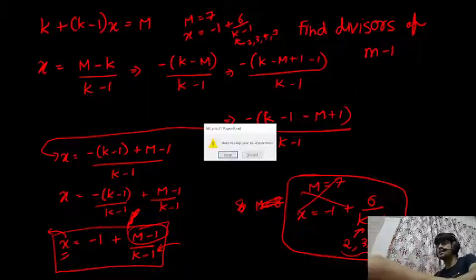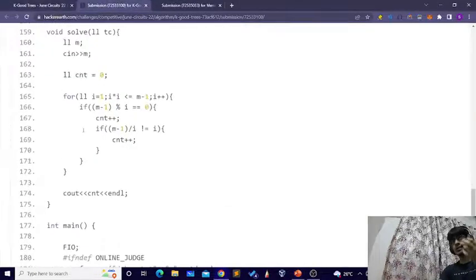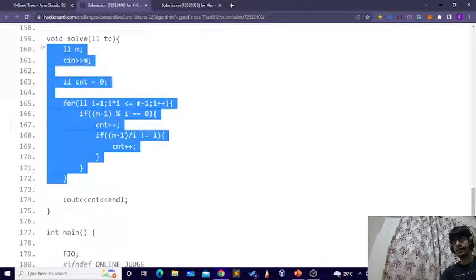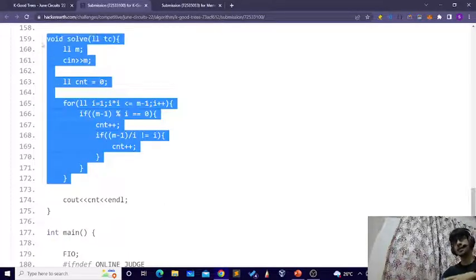And then it is a simple question. If you got to this conclusion, then it becomes very simple. So this is my solution. If you still need the code, you must be familiar with the standard root n algorithm to find the divisors of a number. I won't be explaining this code. You can find GFG links related to how to find divisors of a number in root n.